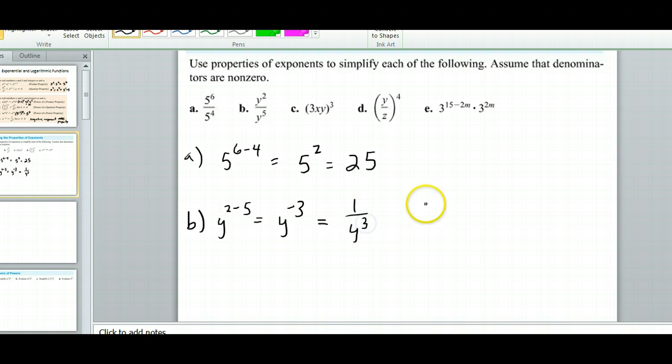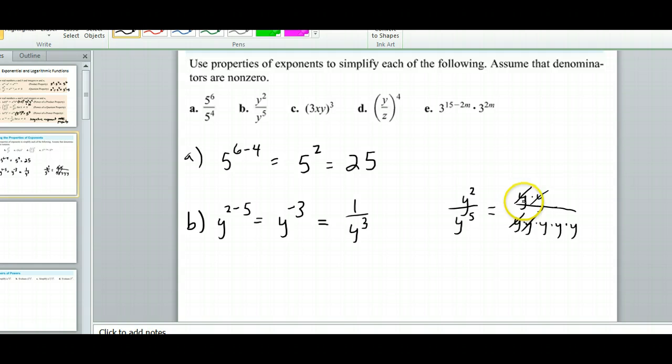Now, you could have done this problem this way: y squared over y to the 5th. This is like y times y. This is like y times y times y times y. Remember, an exponent just means repeated multiplication. Now cancel one up top for every one down below. We're left with 1 up top and then 3 y's on the bottom. So you can use the subtraction rule, or you can just think about what it means for those things to be one on top of the other.